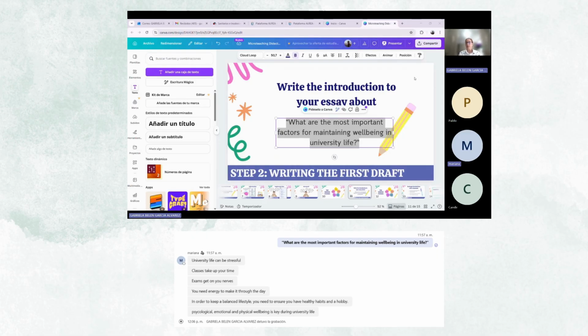So university life can be stressful. You need to make sure. Yeah, I'd say that classes take up your time, and having tests also takes up your anxiety to your life. So you need something to just decompress. So classes take up your time. Exams get on your nerves. Oh, yes. You need energy. You need energy to make it through the day.